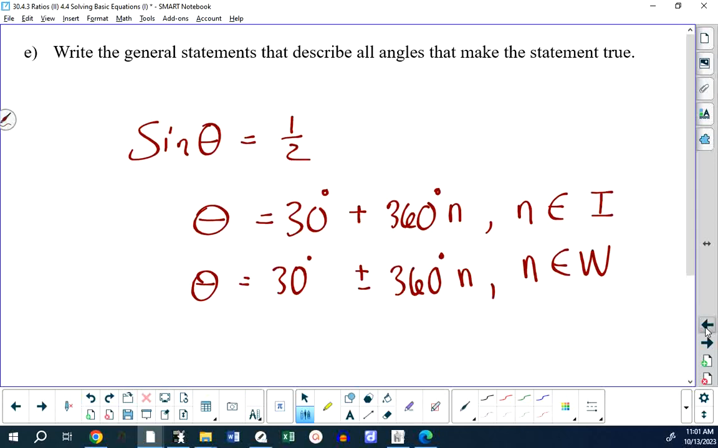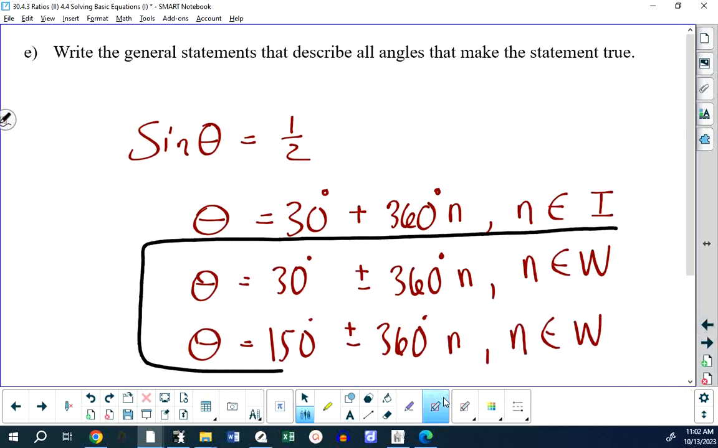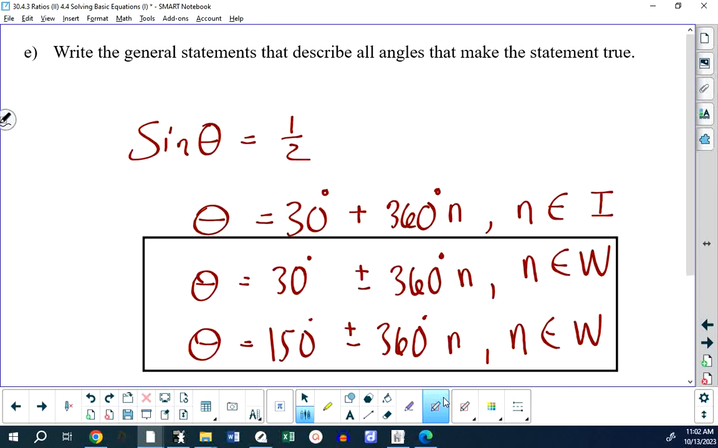Incidentally, is it clear why I don't need to put plus or minus up here? It's because the integers are positive or negative. Okay, but that's only one of them. The other one would be theta equals 150 degrees plus or minus 360n, where n is an element of the whole numbers. I'm choosing to write this as my answer. I'm choosing to go with the whole numbers. You could write them both with the integer notation. It doesn't matter. What matters is you understand.